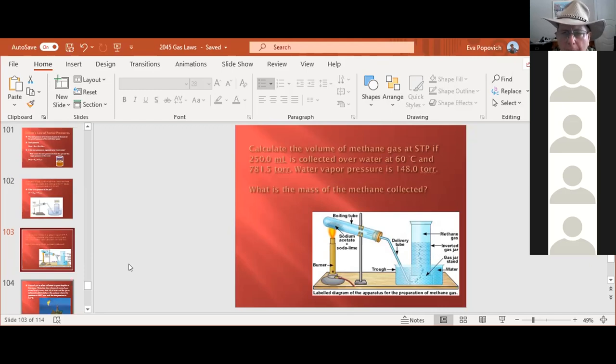So I'm going to use my combined gas law. P1 is the amount collected over water at 60 degrees Celsius and 250 milliliters. So 633.5 torr times 250 milliliters divided by 60 plus 273, 333 K, is equal to 1 atmosphere or 760 torr times X divided by 273.